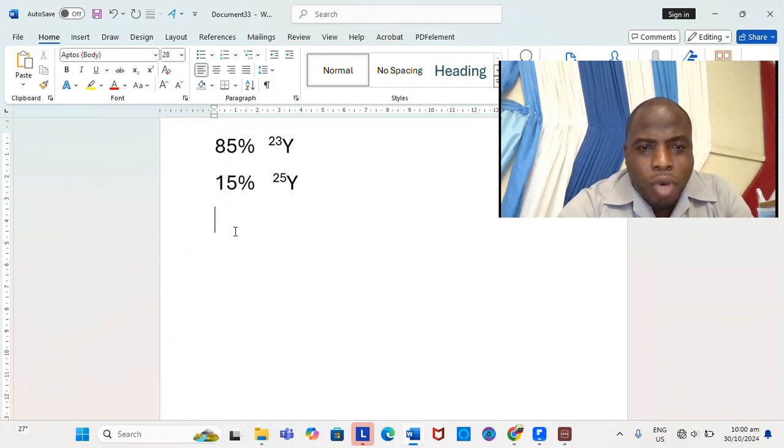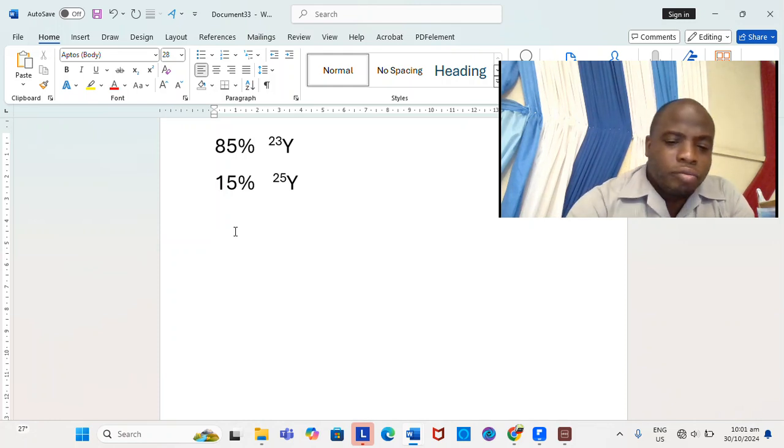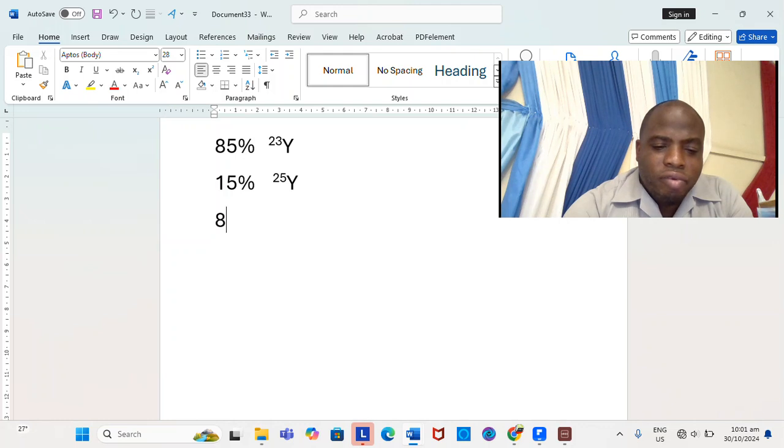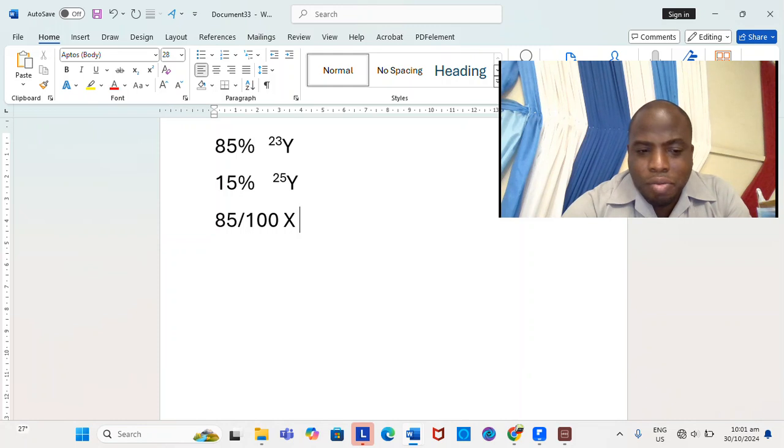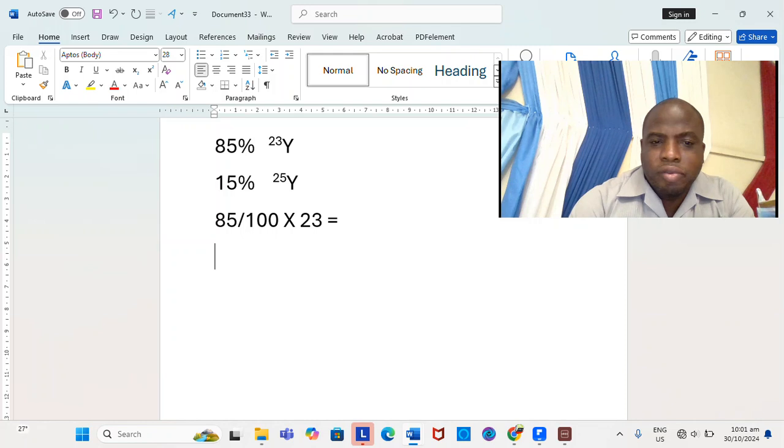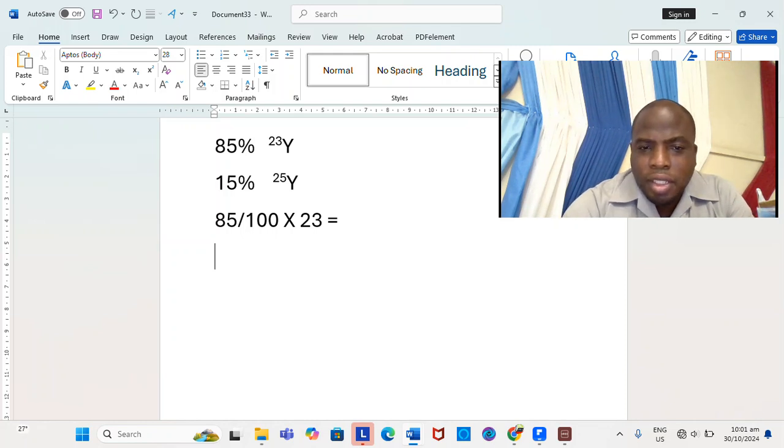85% Y23, 15% Y25. Now, how do we go about finding the average? This is what we do. For the 85, when we talk about percentage, we know we're talking about out of 100, multiplied by the mass number. Normally we talk about that of the element, then we call it by the mass number.